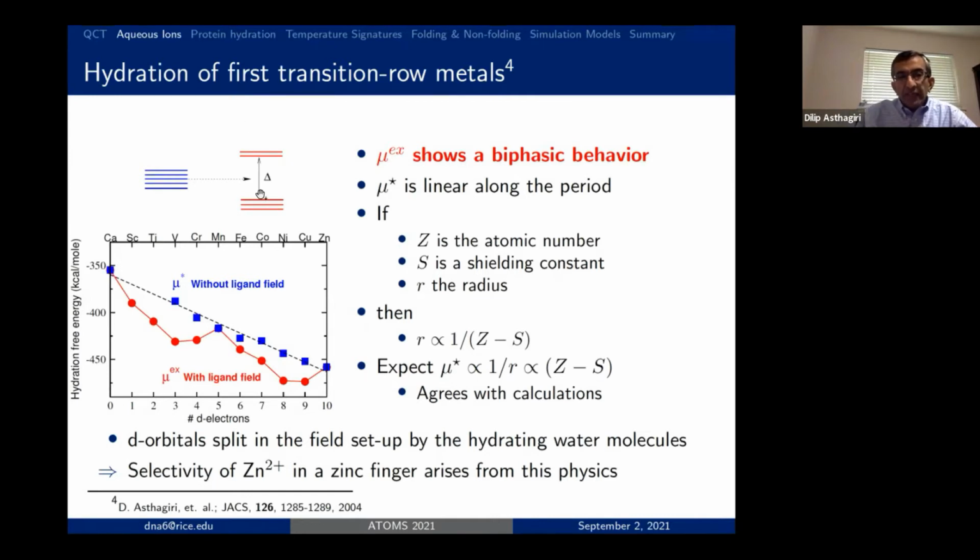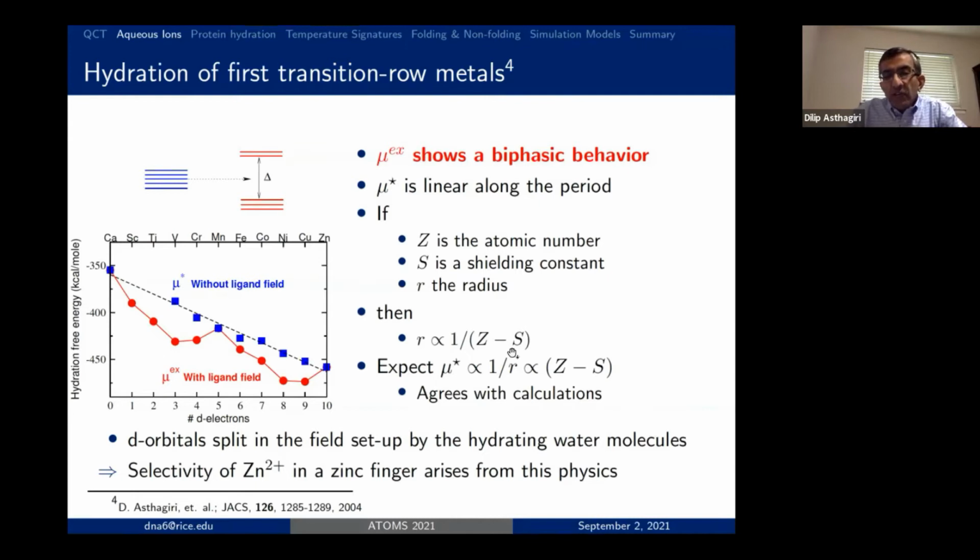And this splitting leads to this very interesting biphasic behavior. Manganese has 5 electrons in one of these orbitals, so manganese does not show the splitting behavior. Neither does zinc, nor does calcium. But all the intermediate ions will show the effect of the splitting of the d orbital. And we can readily take out the behavior of the splitting. Either you can get this delta from spectroscopy or from electronic structure methods.